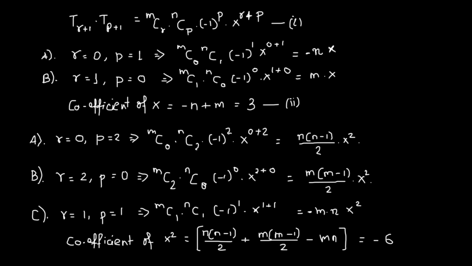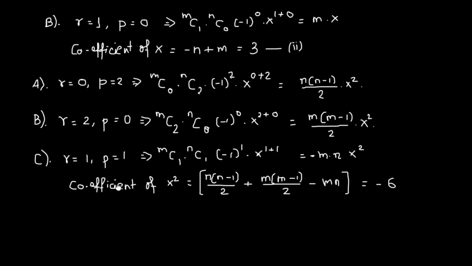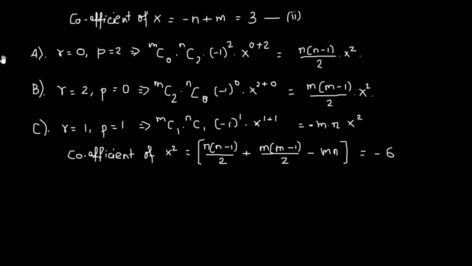Now we further simplify it to get n times n minus 1. So what we're going to do, we're going to multiply throughout by 2: n times n minus 1 plus m times m minus 1 minus twice of mn equals negative 12. So this will be our third equation.